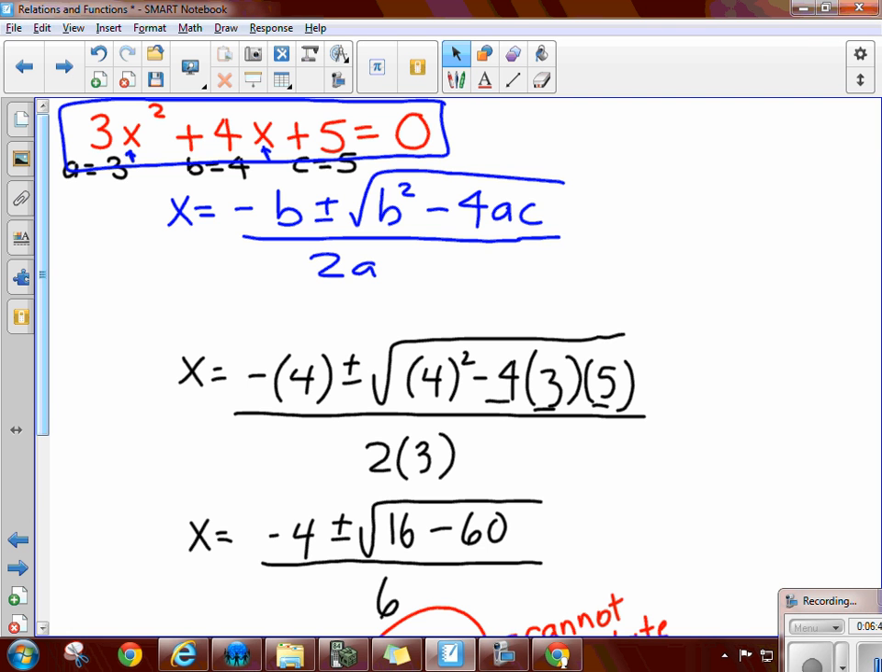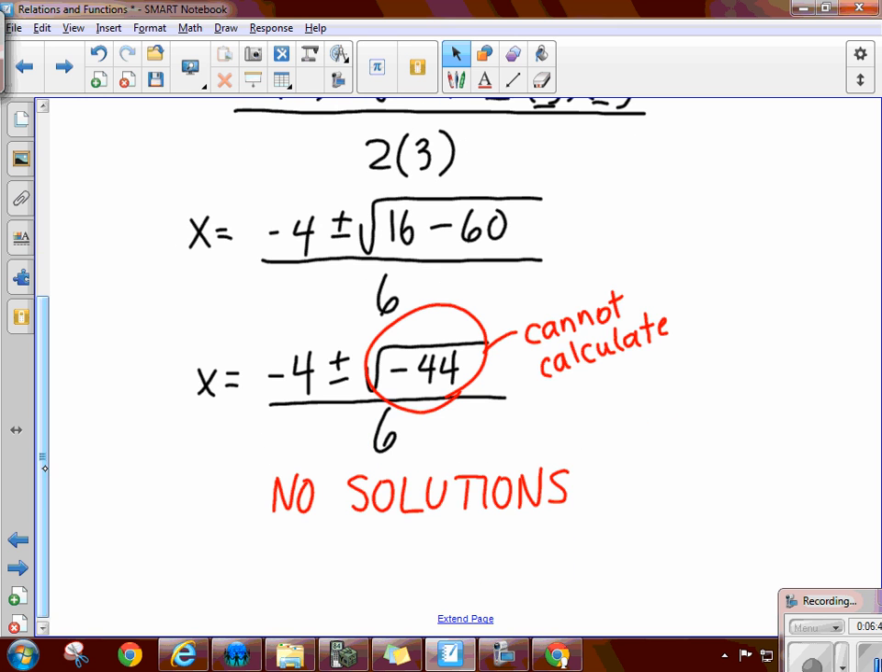So there's a lot of different ways we can use the quadratic formula, a lot of things it can tell us. Mostly it's telling us our x-intercepts, but as this example shows us, it also tells us when there are no solutions to the quadratic at all.